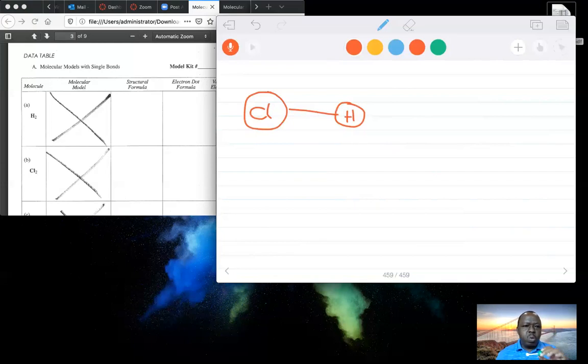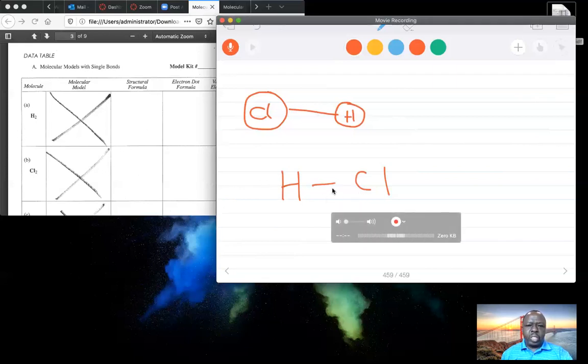This is white, and then you draw from the model, not from what you assume. Structural is just HCl, like that. This is the structural, just showing the connection without showing how it looks. So you do the same thing for the rest of the molecule, just showing the connection.